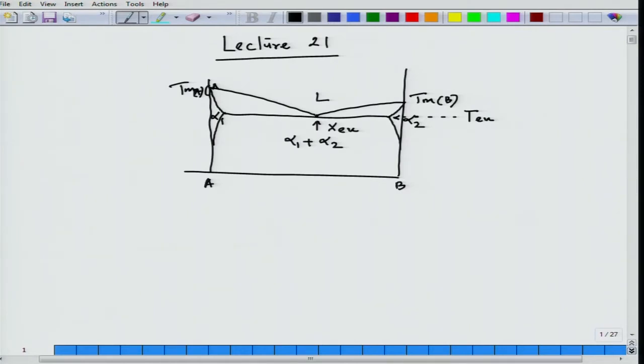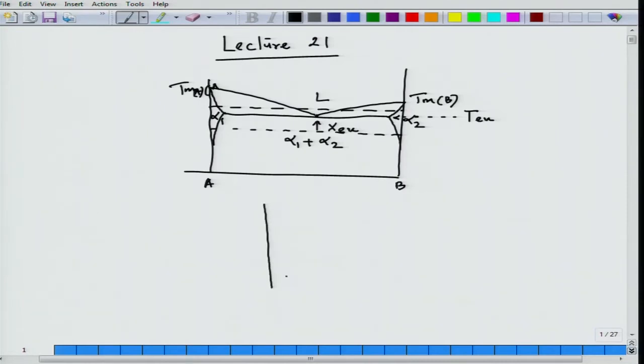Now, we drew free energy composition diagrams at 3 different temperatures. One temperature was chosen, this one, another temperature was chosen, this one, and the third temperature was the eutectic temperature. And we saw the equilibrium between different phases.